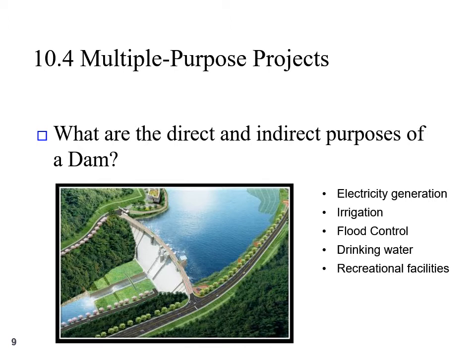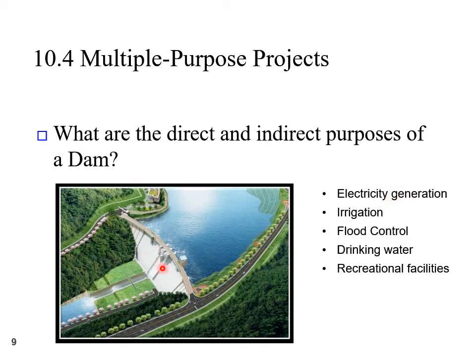As I said previously, usually public projects, governmental projects, have multiple purposes. Okay? Let's consider an example of constructing a dam on a river. So what are the different purposes, direct and indirect, of such a project? It can be electricity generation by allowing water to pass through turbines. Then we can generate electricity.